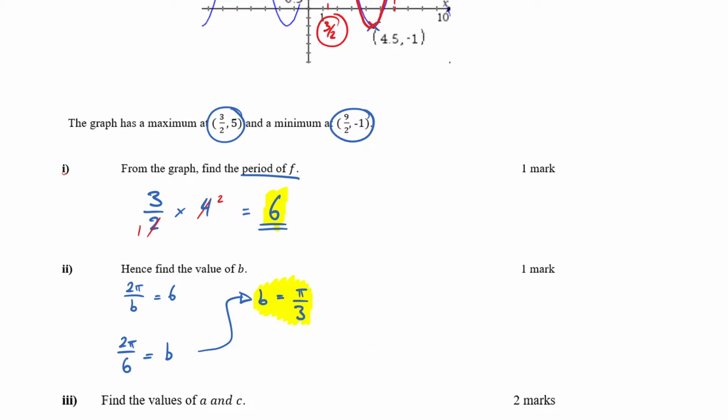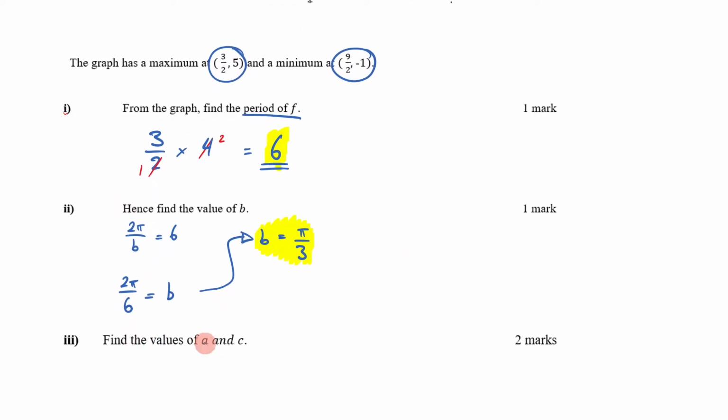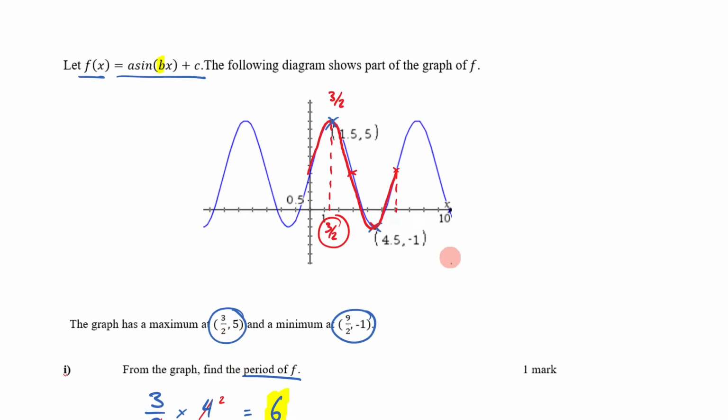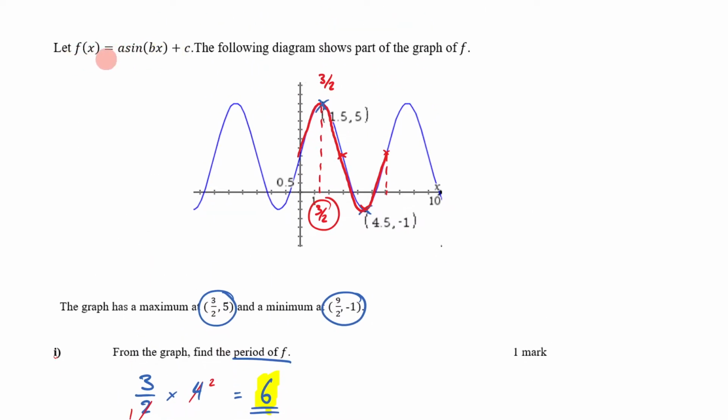Okay, we continue on. The last bit is asking me to find the values of a and c. Okay, what is that? Let's come up here and let's look here. All right, what is A? A is my amplitude. What is C? C is the vertical shift. Okay, so how can we find both of these?